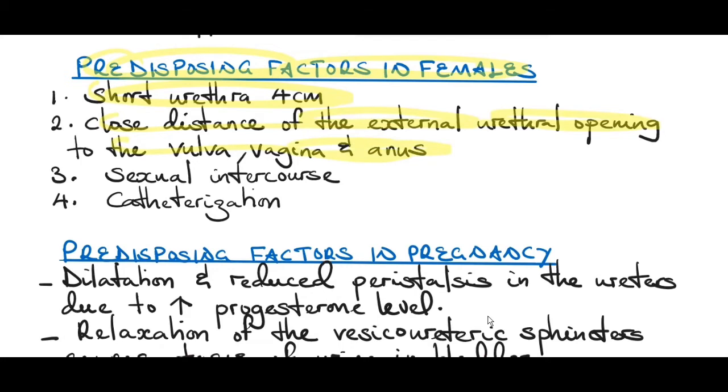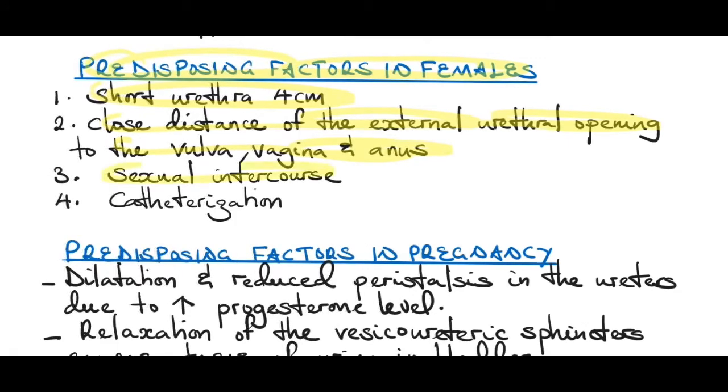So you remember that the urethra is very close to the vagina. So the bacteria in the vagina and the vulva can easily get into the urethral opening. Sexual intercourse is also a predisposing factor because the male genital organ can easily introduce infection inside the vagina. Catheterization is a predisposing factor in both males and females, but most likely in females because they have a short urethra. So it's easy to get infection inside the bladder.